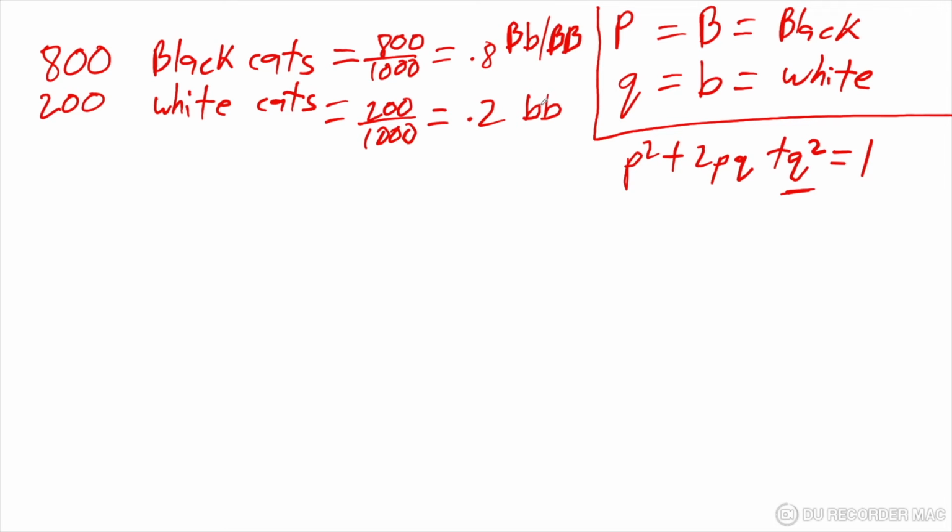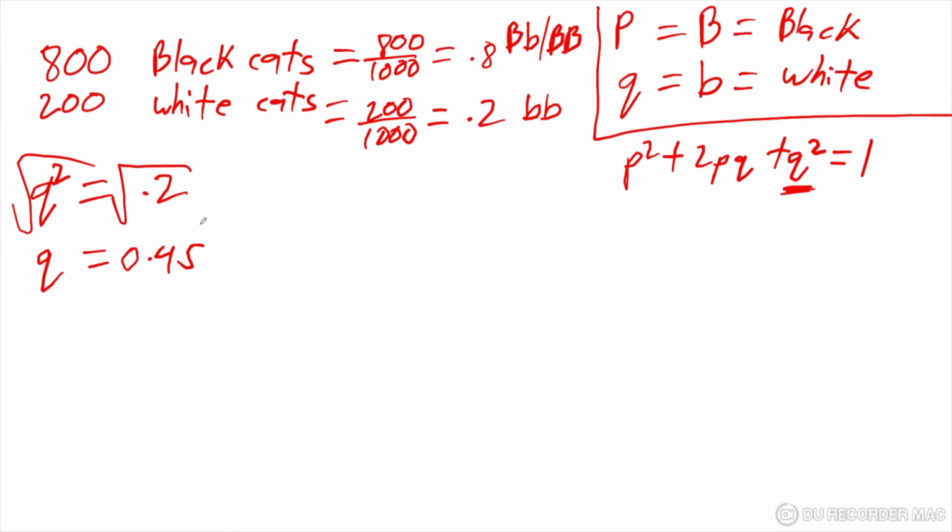Okay? So, since we know the ratio of your white cat, we can now compute for q. So how will we compute for q? Look at this equation. It says there, q squared is equal to 0.2. So we can get q. We'll just take the square root. We'll have your q at 0.45.